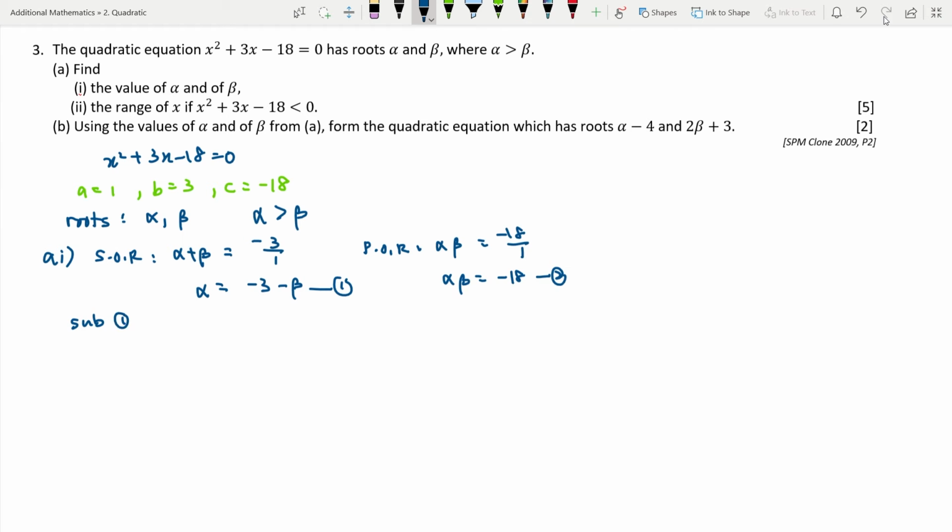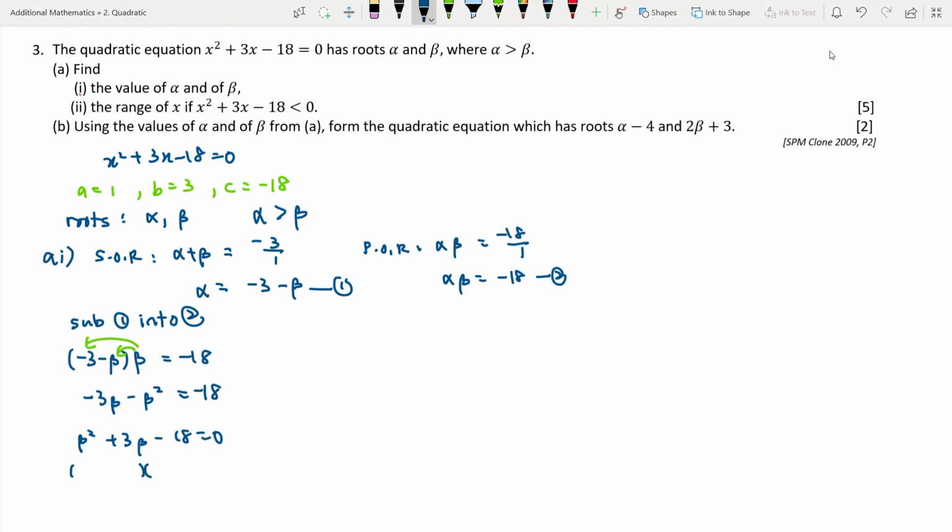Substitute equation 1 into equation 2. Negative 3 minus beta multiplied with beta is equal to negative 18. We expand the bracket. Negative 3 beta minus beta squared is equal to minus 18. This is a quadratic equation, so we will rearrange it into the general form and find the roots for beta. Beta squared plus 3 beta minus 18 is equal to 0.